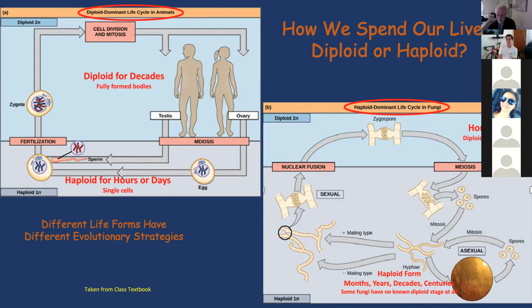And in fact, some fungi have no known sexual phase at all. They live indefinitely as haploids.